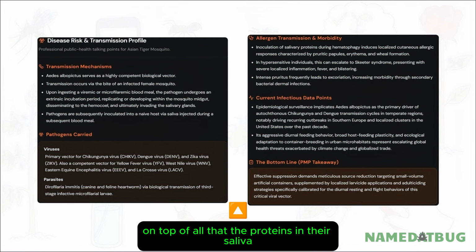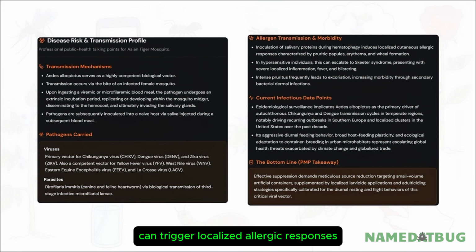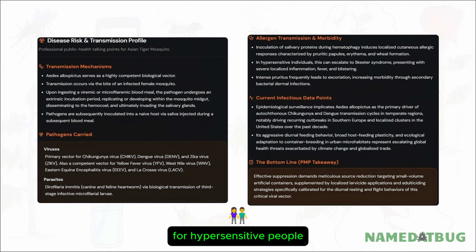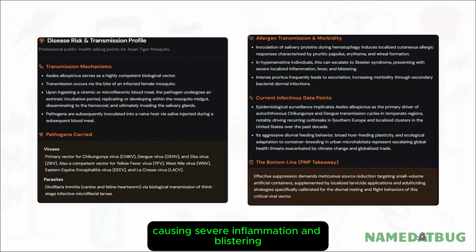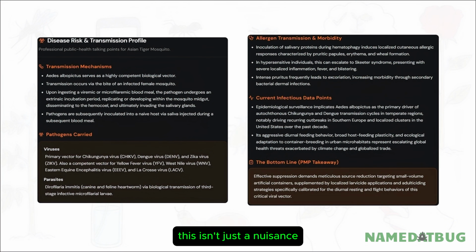On top of all that, the proteins in their saliva can trigger localized allergic responses. For hypersensitive people, this can escalate into something called Skeeter syndrome, causing severe inflammation and blistering. So yeah, this isn't just a nuisance, it is a serious health hazard.